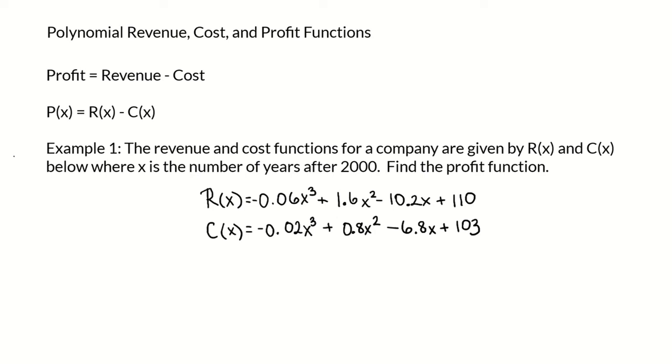Profit, revenue, and cost are related by the equation profit equals revenue minus cost. So if we have two of those functions, we can find the third using that equation.